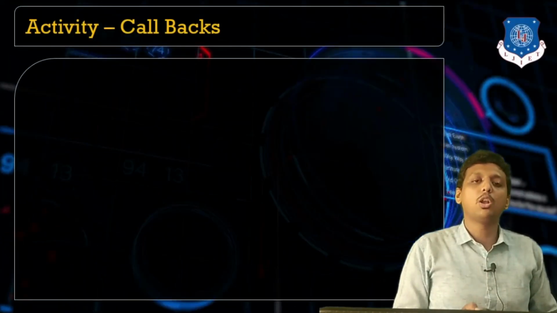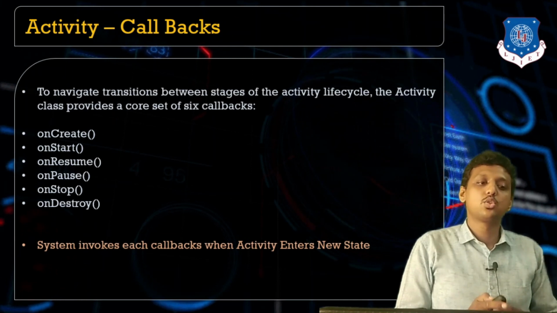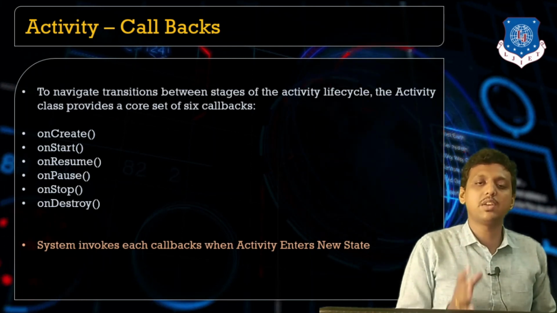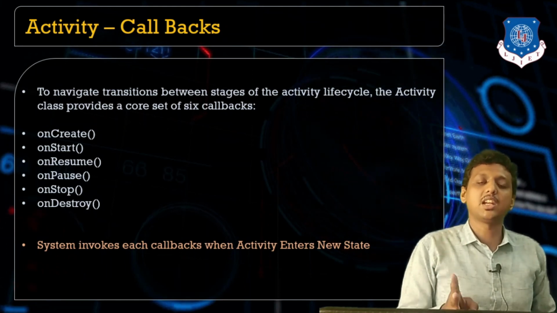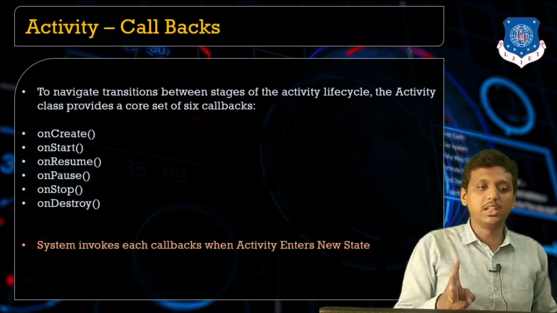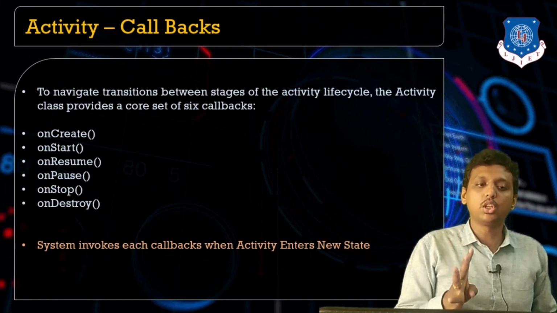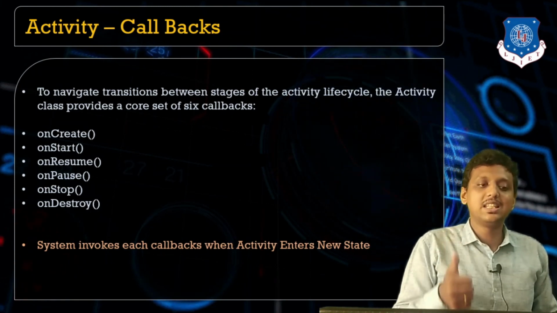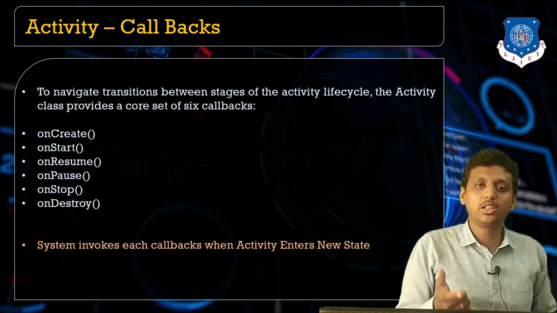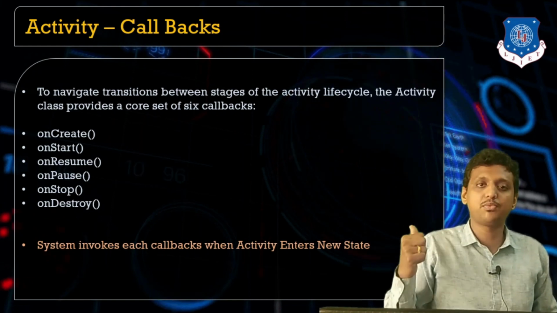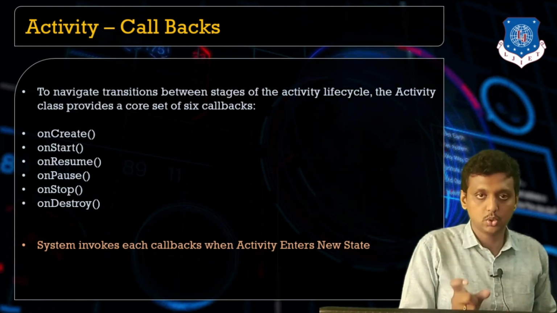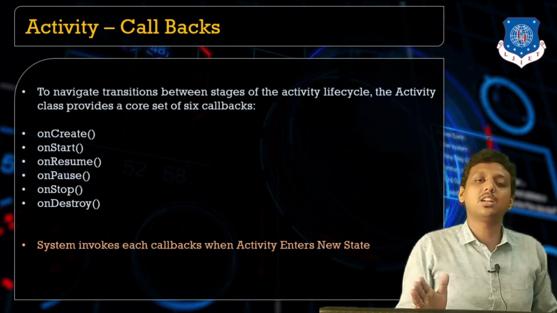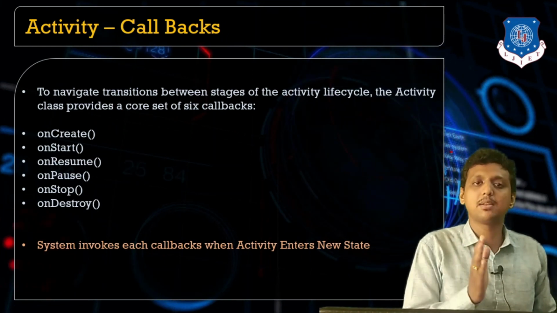So what are the callbacks? Here, students, we basically have 6 to 7 callbacks. First one is onCreate, second is onStart, third is onResume, fourth is onPause, next onStop, next onDestroy, and one thing I forgot to write down, that is onRestart. So these 7 methods are known as the callback methods.